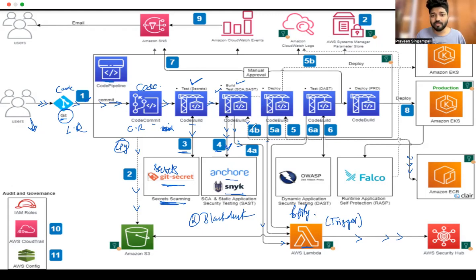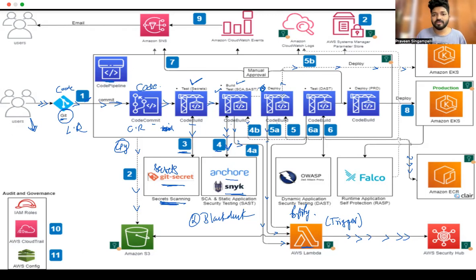Once 4A and 4B are done, you see there is step number 5 in the code build section, which is doing the deploy. Now, in the deploy section, there is something happening. 5A, you see, in the deployment section, is triggering the AWS Lambda and again sending the data to the AWS Security Hub. Now 5A is done, and you will see on top there is a 5B, which is actually deploying to another EKS cluster, AWS EKS.